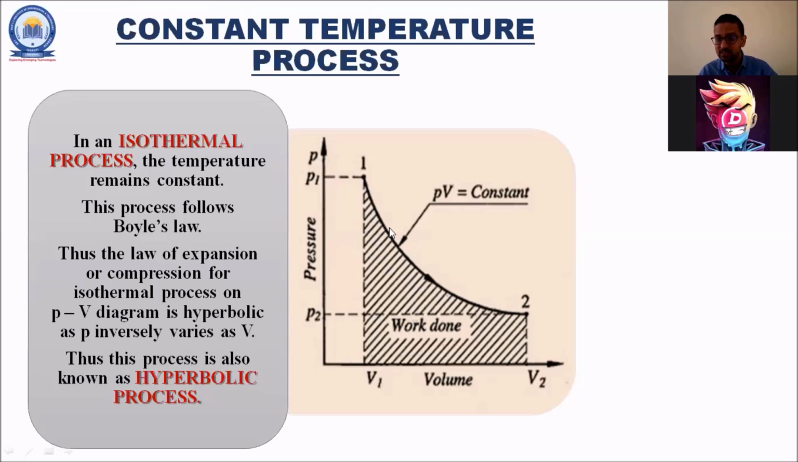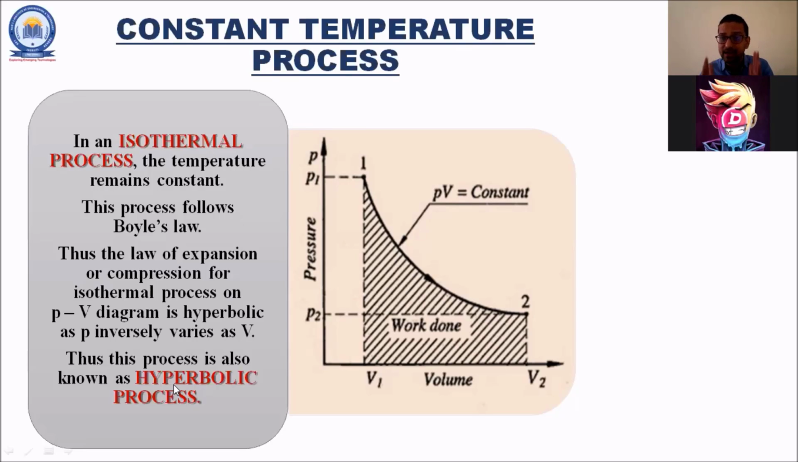The figure which you are seeing, the pattern which you are seeing, that is a hyperbolic curve, because this process follows Boyle's law, and for Boyle's law we have already studied that P is inversely proportional to 1 by V, or we can write PV is equal to constant. Since this process follows the hyperbolic diagram, hence the third name for this process, that is the hyperbolic process.